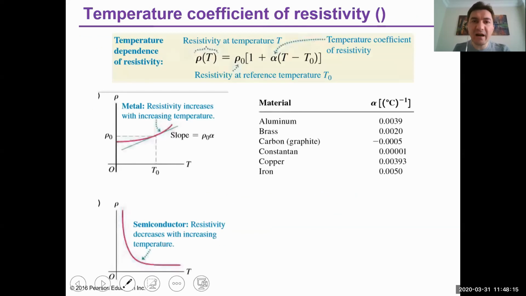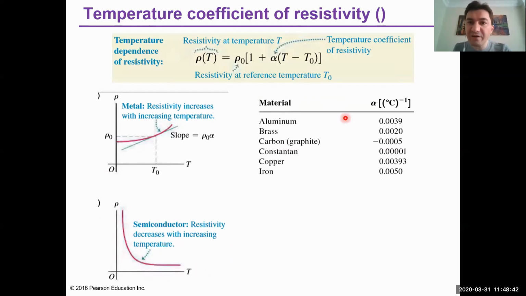So here I have already explained the mechanism. So metals have positive temperature coefficient. So if the temperature increases, this term increases, and then resistivity increases in metals. Okay. In semiconductors, alpha is negative. Then if temperature increases, this term decreases. Then resistivity decreases. You can see it here.